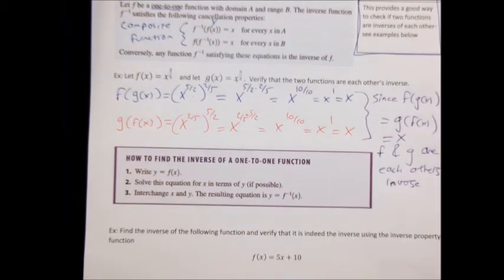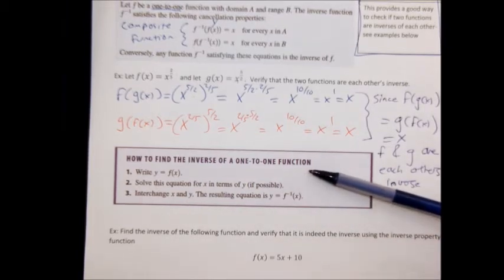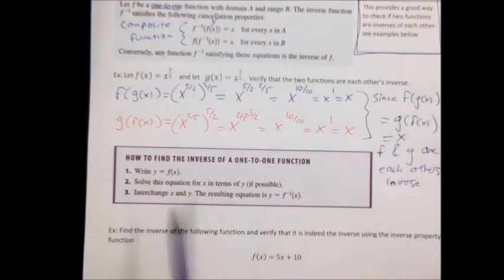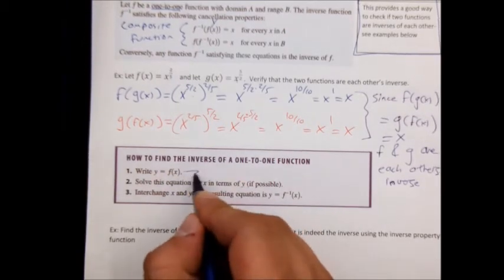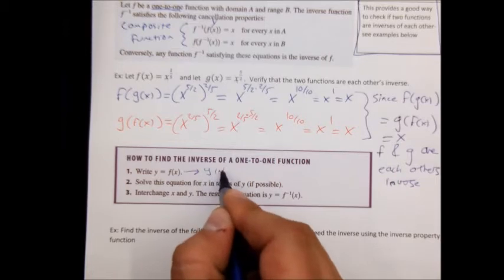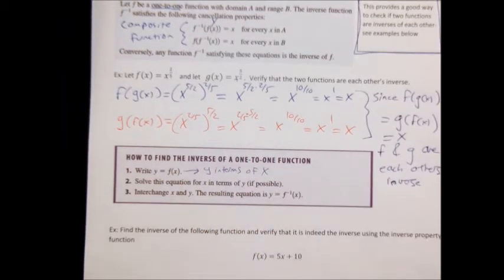Okay, so how do we solve for an inverse? That's what I really want to talk about. That's the important thing. Here are the steps to solving for an inverse. The first thing is you write y equals whatever the function is. And so this is going to be an expression that has y in terms of x. So y is going to be on one side and x's are going to be on the other, just like this first example.